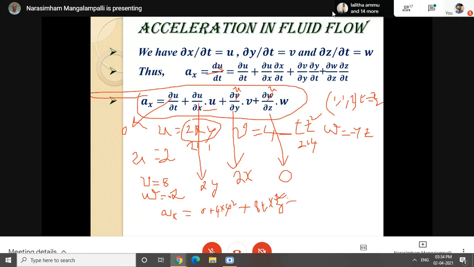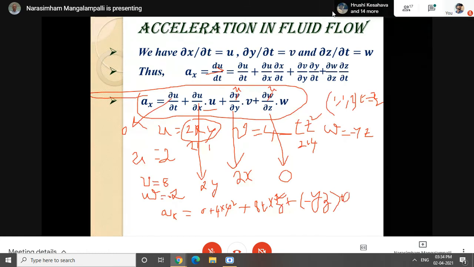Then what is the third term? What is the fourth term? 0. The w is 0, because w is minus yz. So that will be there anyhow. Minus yz into 0. It's not plus, it is into 0. Okay, so this is ax, right?